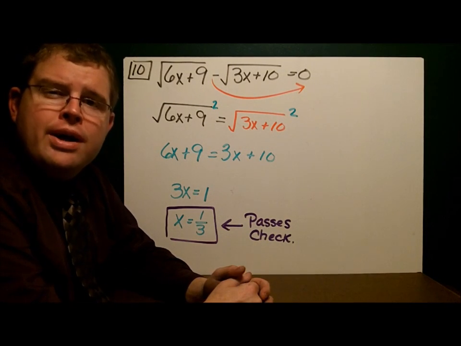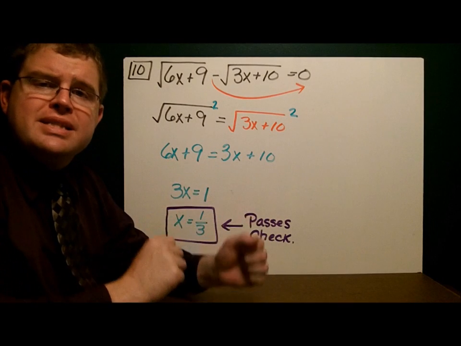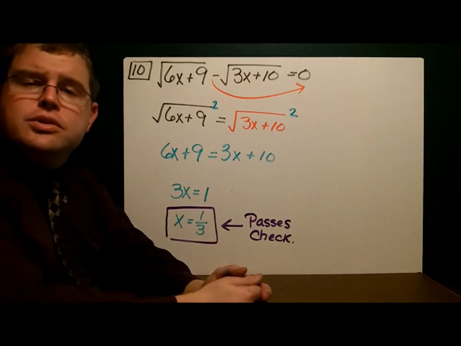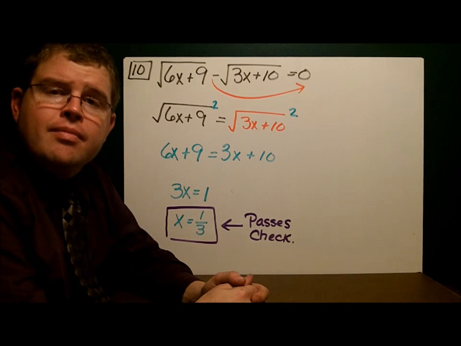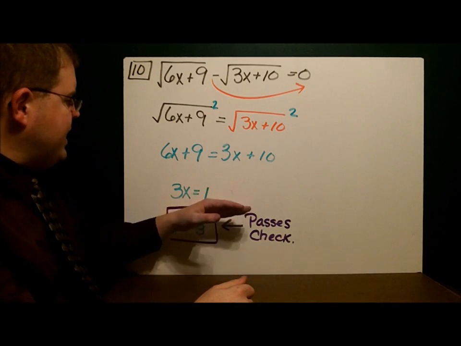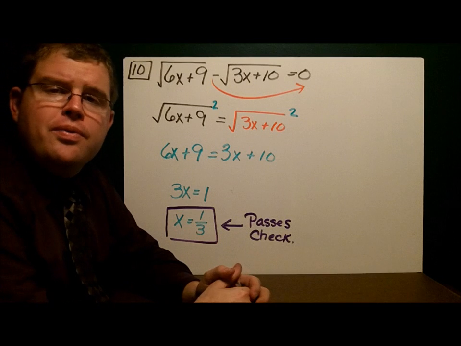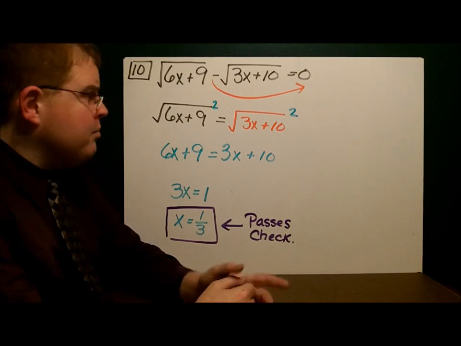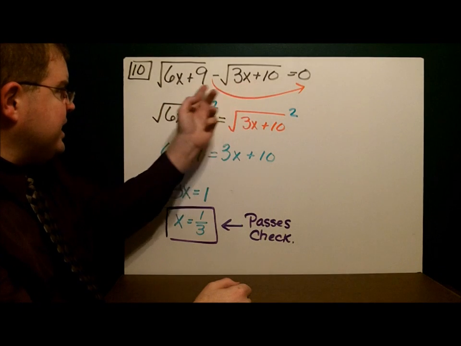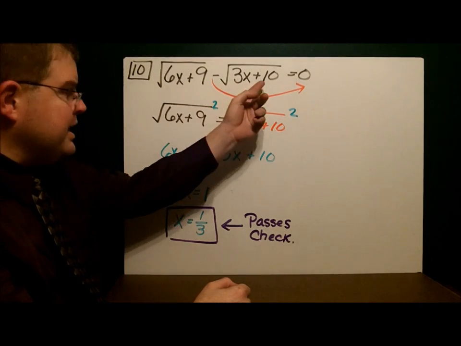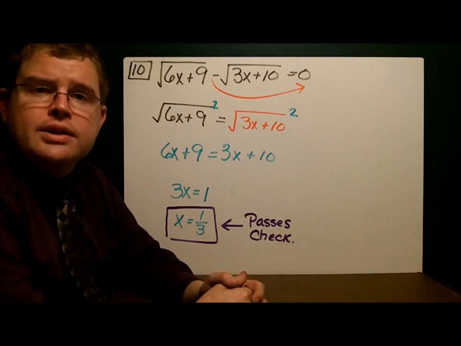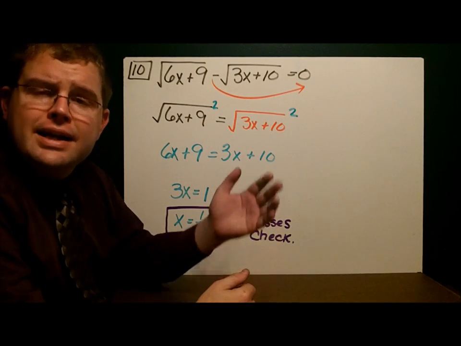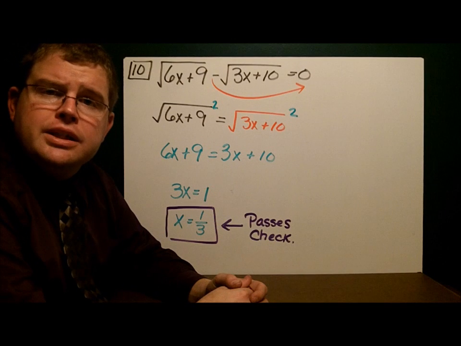Now that I have one on each side, I square both sides of that equation. 6x plus 9 equals 3x plus 10. Now, solve the equation. We get x equals 1/3 as a possible solution. Don't forget to check. Plug it into the original equation. That means this one that was printed on the page. See if it works. It does work, and therefore x equals 1/3 is the solution to this equation.